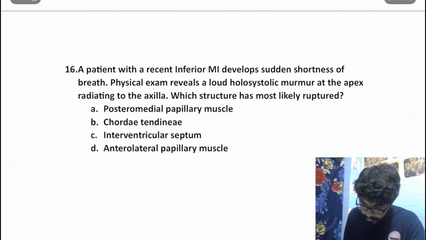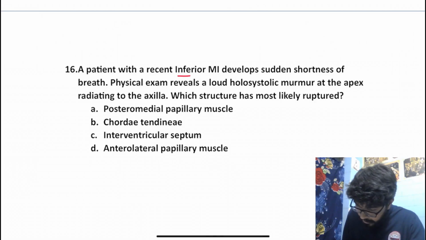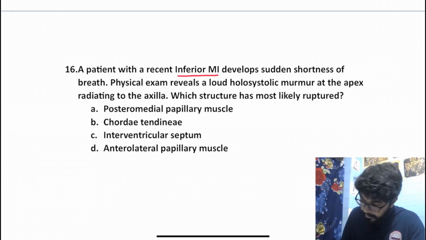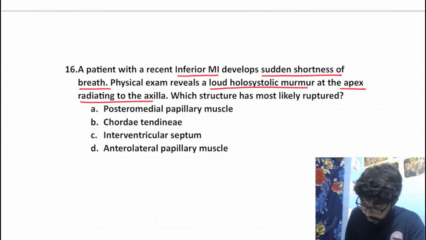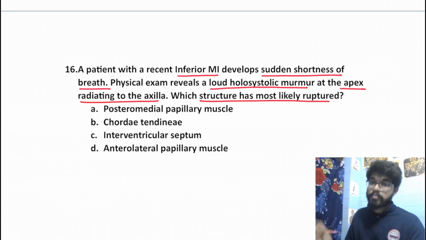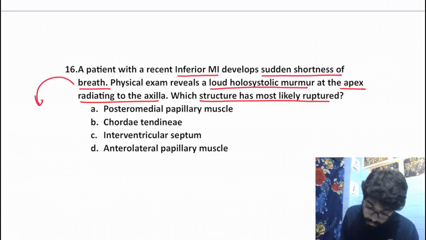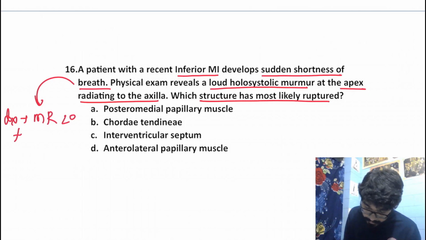So we got a patient with a recent inferior wall MI who develops sudden shortness of breath. Physical examination reveals a loud holosystolic murmur at the apex radiating to the axilla. Which structure is most likely ruptured? Now we all know that the diagnosis is mitral regurgitation secondary to an inferior wall MI.